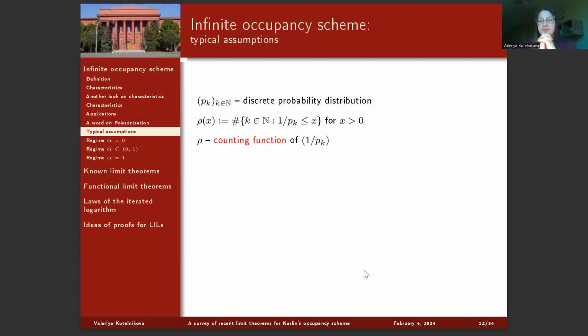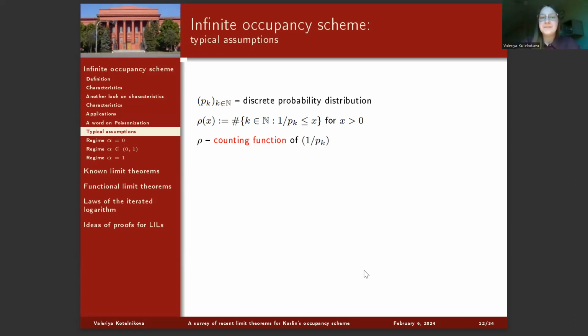As for now, let's continue with infinite occupancy scheme, because of course it would be great just to assume that there are infinitely many positive pk's and that's it. But unfortunately, even the central limit theorem is not known only under this assumption. We need to assume something more.